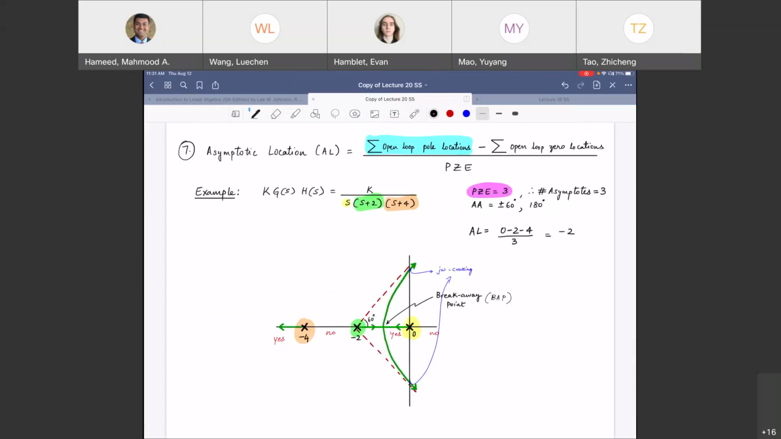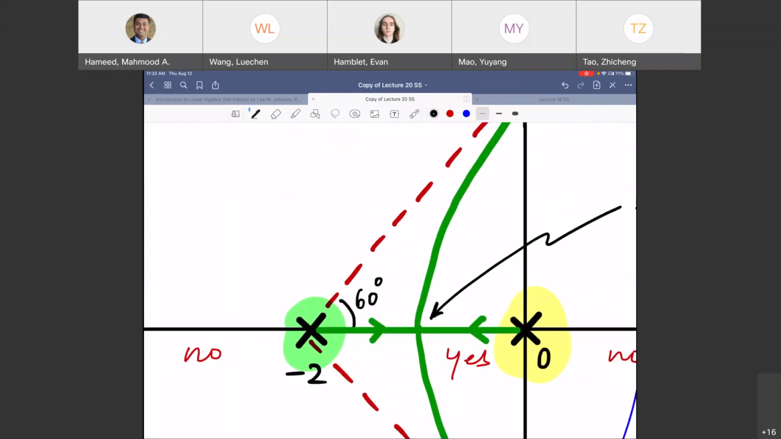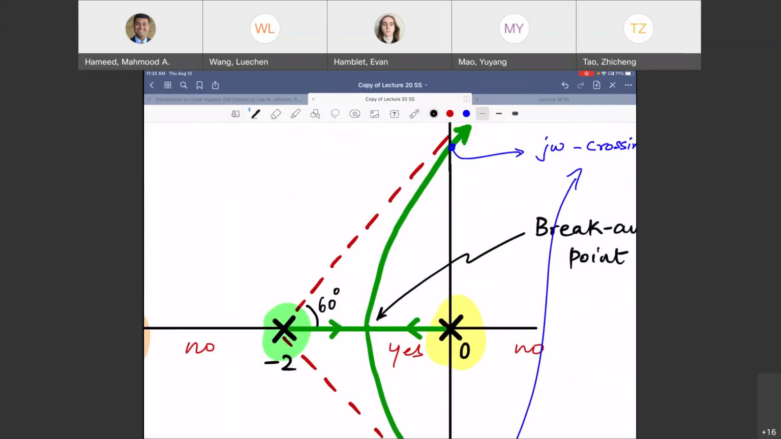We also need to find a good way of evaluating the breakaway point. Now, let me ask you this. Observe only the real axis. Only the real axis, right? I'm trying to formulate a strategy about finding the breakaway point. What happens on the real axis? Which point has the highest k value? On the real axis, which point has the highest k value? Good.